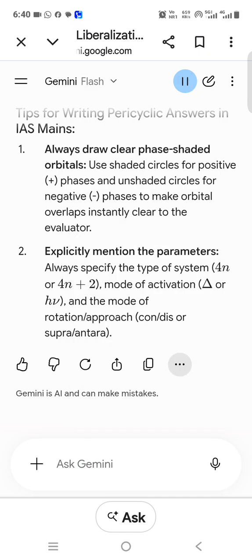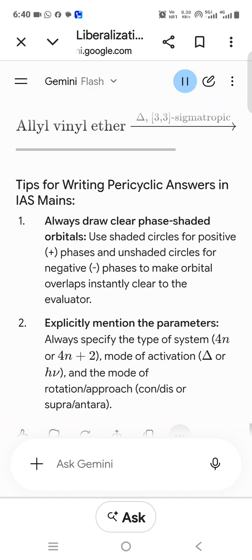For the UPSC Civil Services Examination, IAS Mains, Chemistry Optional Paper 2 requires deep conceptual clarity, application of theoretical rules, and clean orbital diagrams. Pericyclic reactions is a high-scoring, high-weighted chapter that typically appears in both compulsory and optional sub-questions. Here is a curated set of selected high-yield questions with model answers, structured exactly as required for the exam.